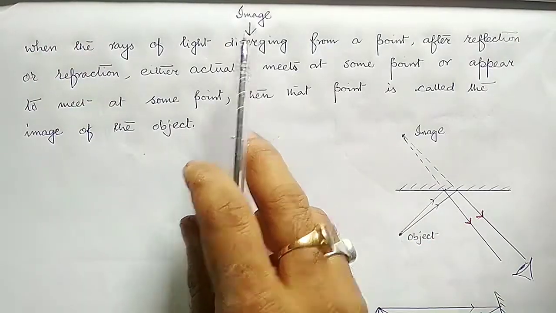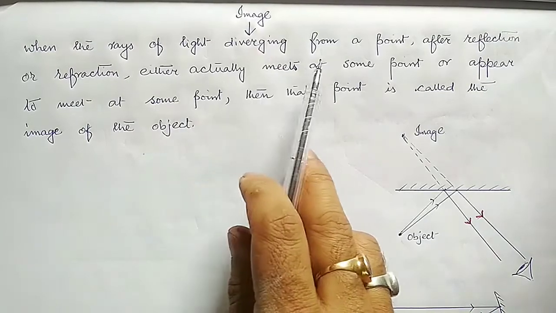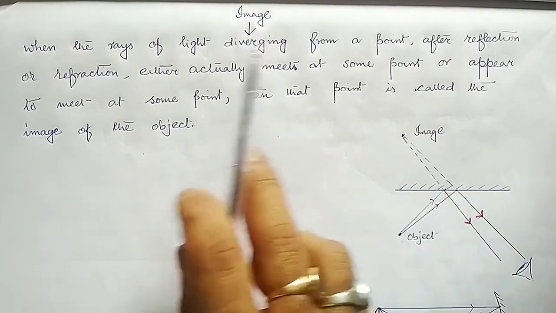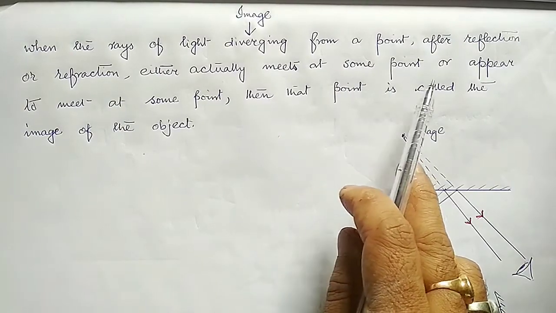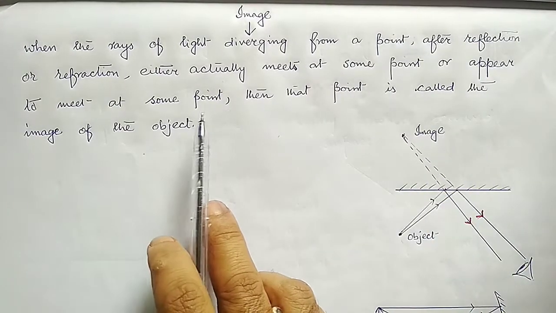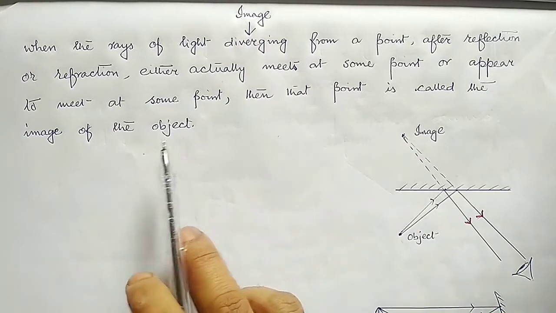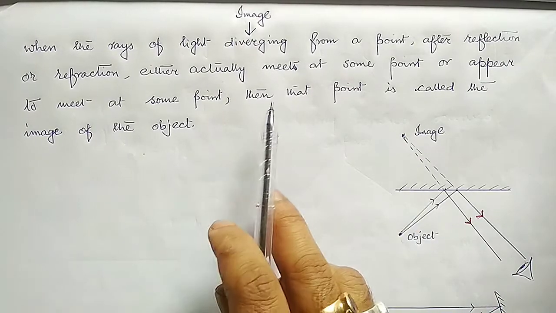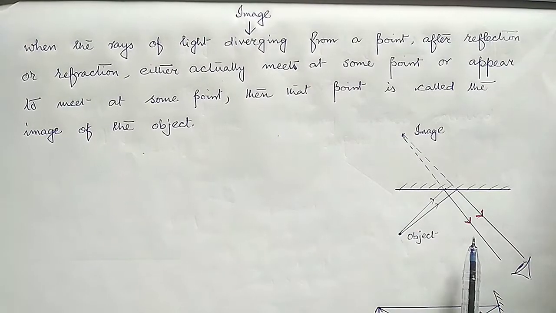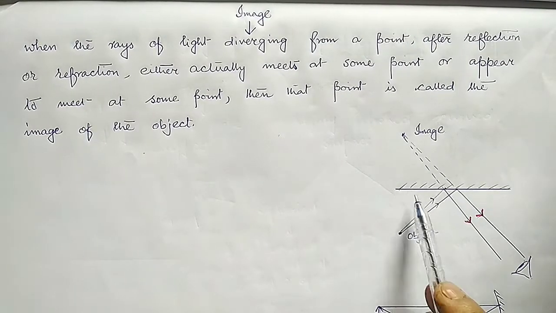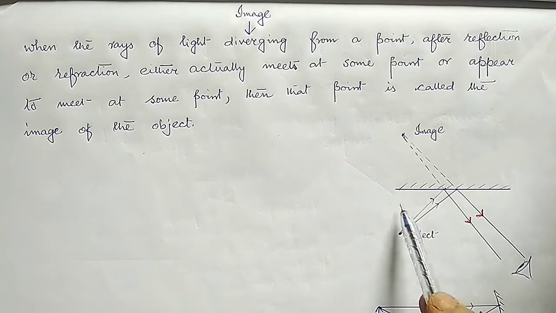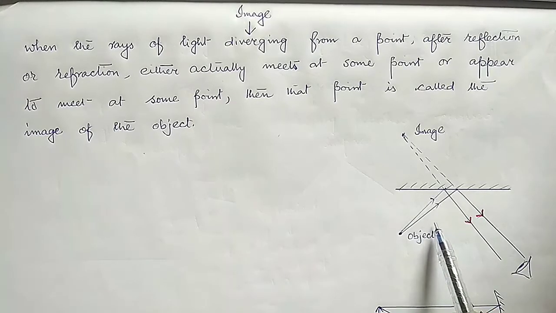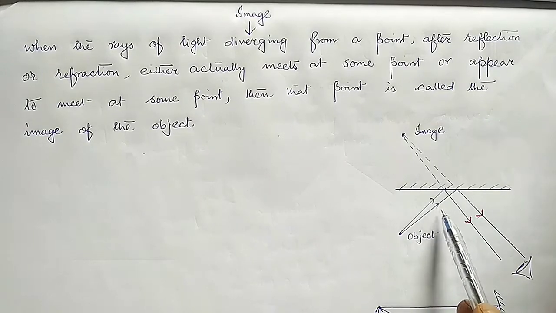Now, what is an image? When rays of light diverging from a point, after reflection or refraction, either actually meet at some point or appear to meet at some point, then that point is called the image of that object. Now let me explain the definition of image. Suppose this is the object and this is a plane mirror and these are two incident rays. In this way, millions of rays are there. It's not possible to draw all the rays. So for image formation, we generally draw only two rays.